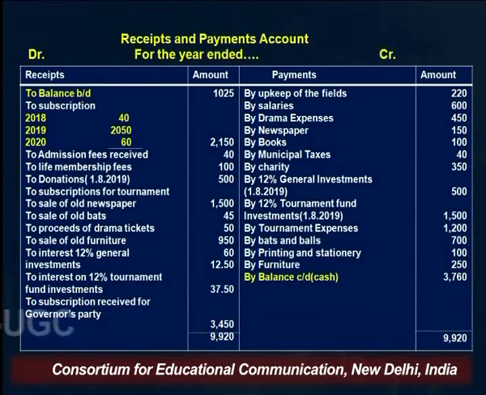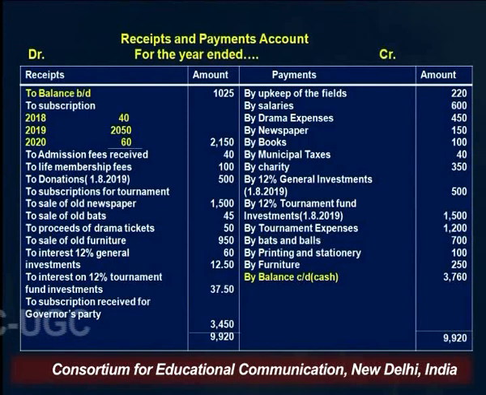And along with this, purchase of furniture, that is a capital nature item. So all types of items, whether they are capital nature items or revenue nature items, are shown on the payment side of this account. At the end, the balancing figure, there is a shortage on the credit side. So the balancing figure is treated as the closing balance of cash, which is rupees 3,760 here.